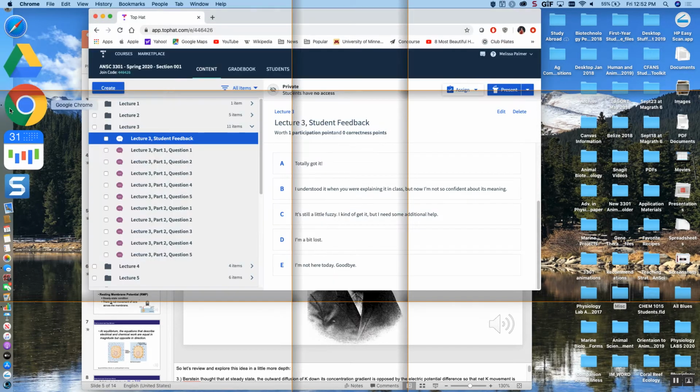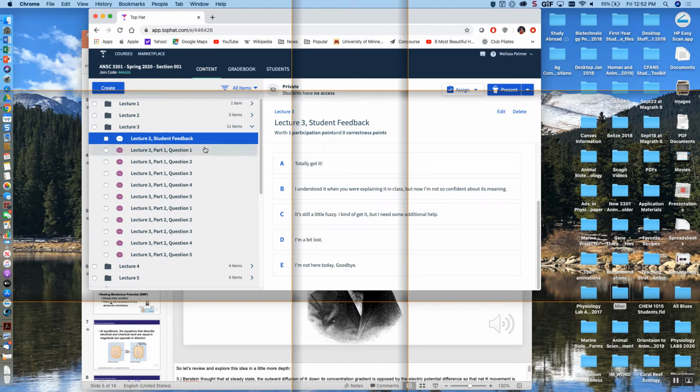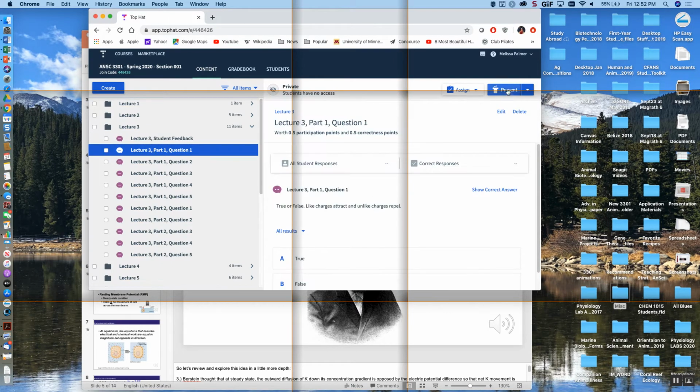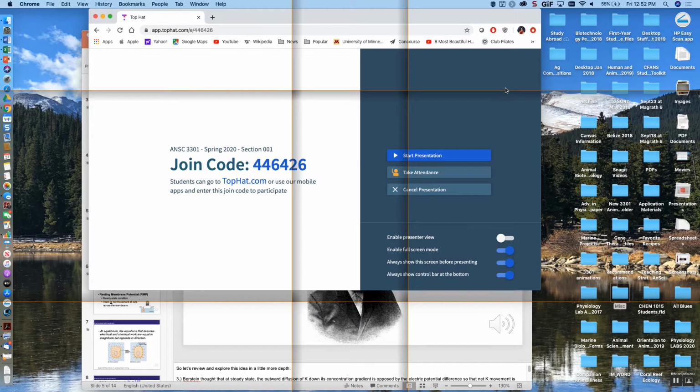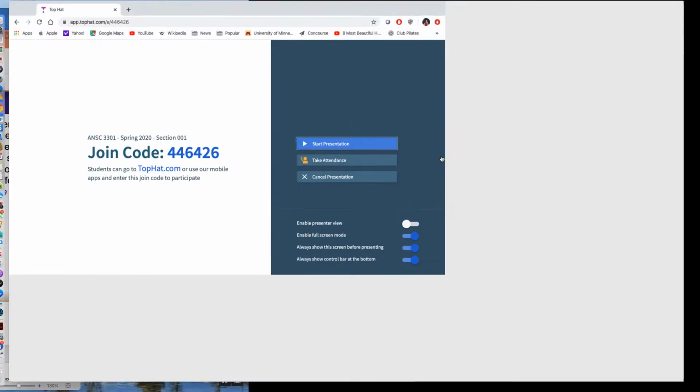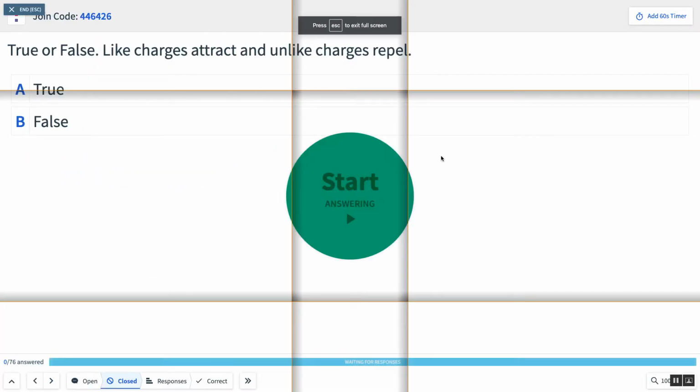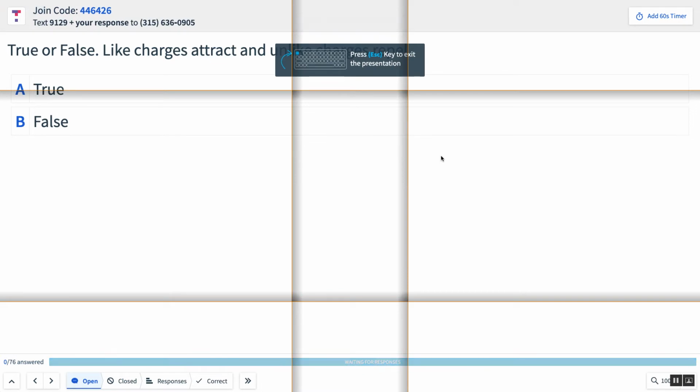All right. So let's start with this first one. This is from Wednesday's lecture. This should be an easier one. Like charges attract and unlike charges repel. Is this true or false?